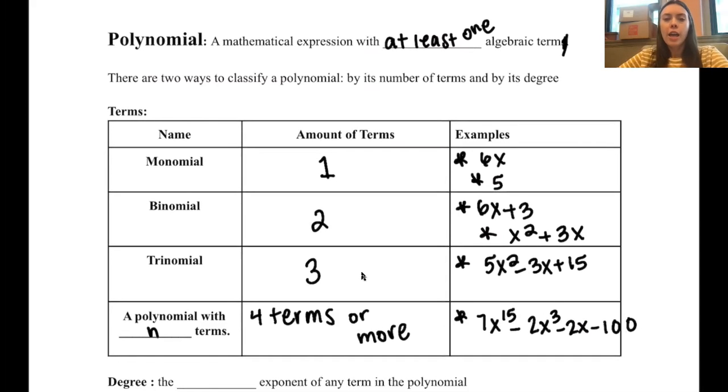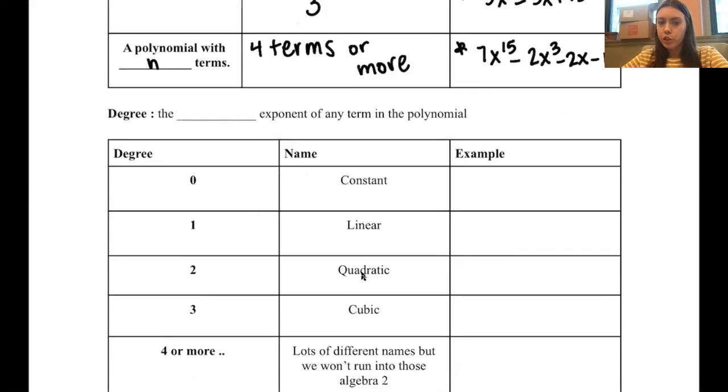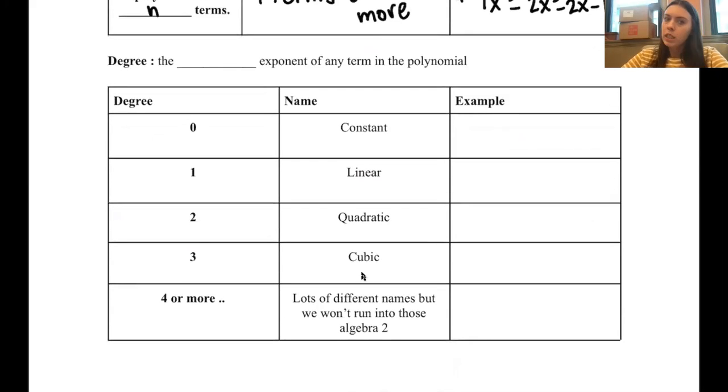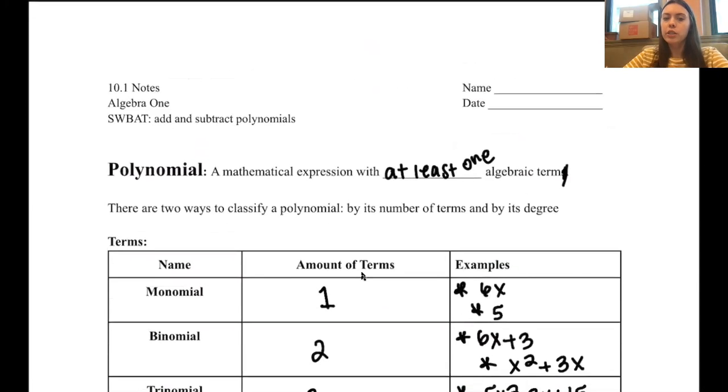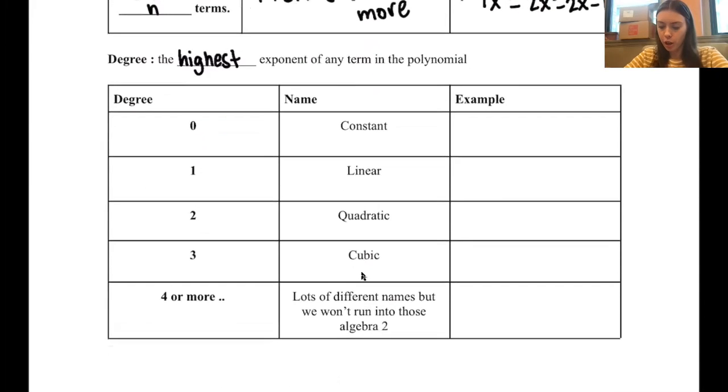The next way to classify a polynomial is degree, and this is a little bit more popular. And so the degree is the highest exponent of any term in a polynomial. So that is the degree. So for example, constant, if the highest degree is 0, it's considered a constant. So that's like 5. 5 has a degree of 0.